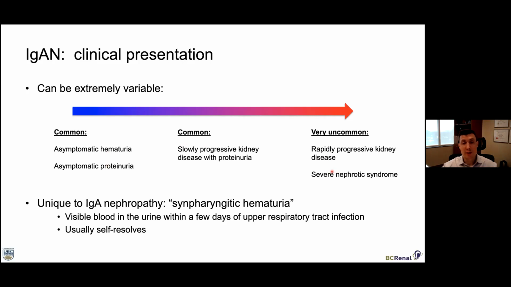Now, one unique feature of IgA nephropathy that we don't see in a lot of other diseases is something called synpharyngitic hematuria, which is a very complicated term that basically means within a few days of developing an upper respiratory tract infection or other type infections, you may notice visible blood in the urine. So the urine turns bloody or very dark and tea-colored within a few days of infection. It most commonly self-resolves after a few days, but this is a very unique feature to IgA nephropathy.